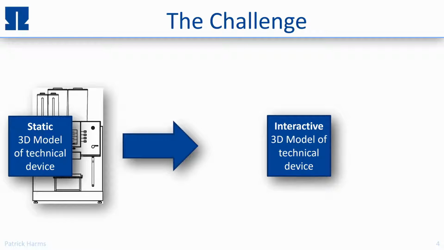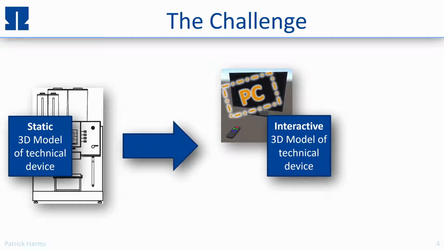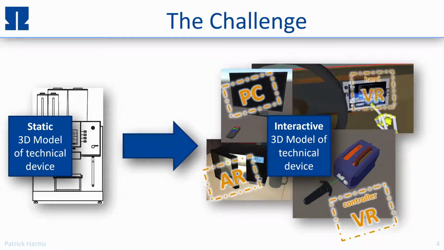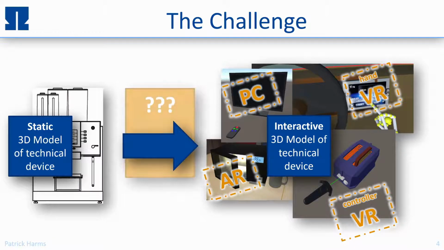And even more, you need the interactive 3D model of the technical device to run in different XR setups. For example, directly on a PC, in mobile AR, in VR with a controller-based interaction, or in VR with a hand-based interaction in case you have some hand tracking available. And this is where the Vivian Framework comes into play.